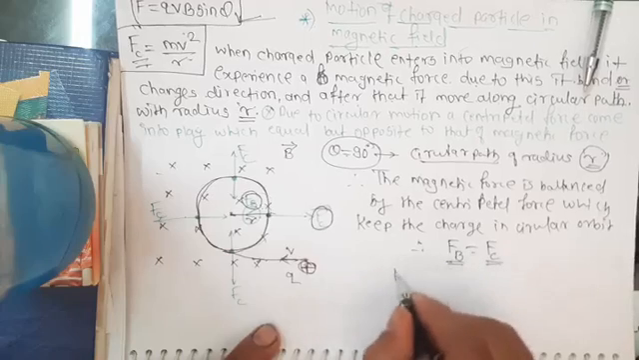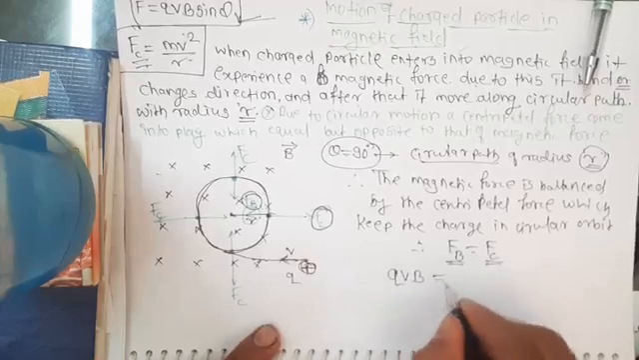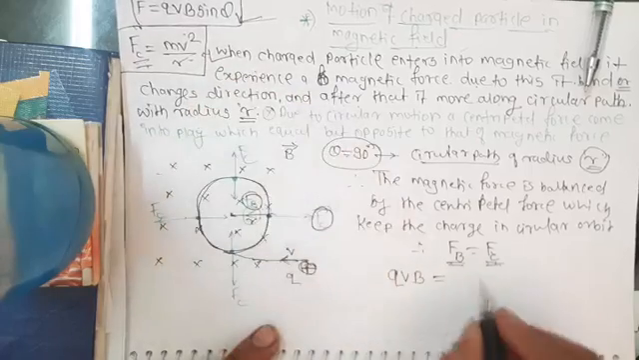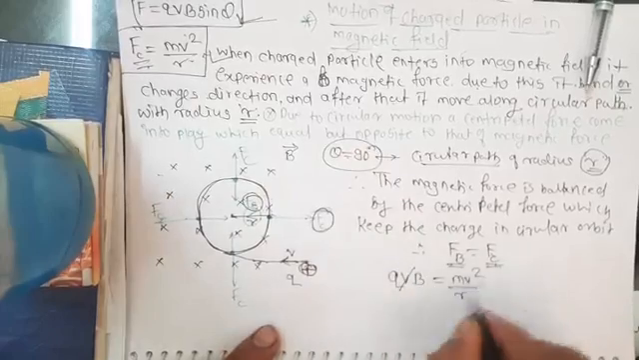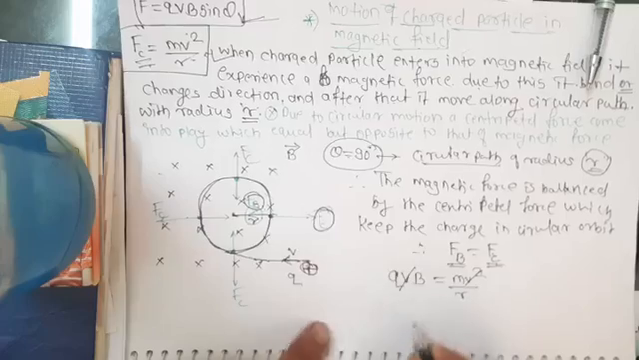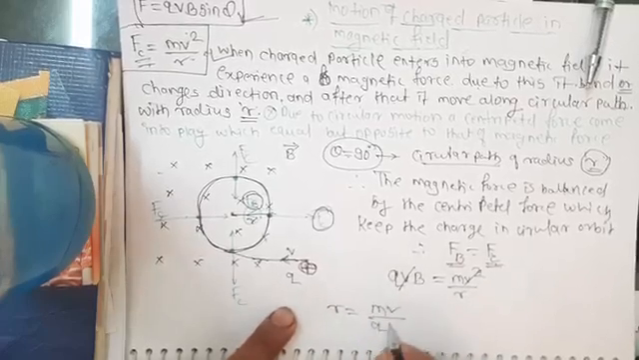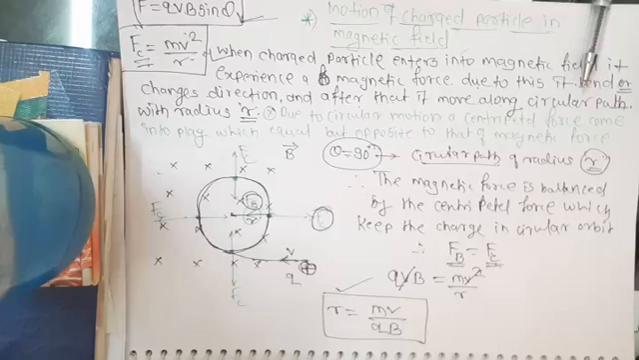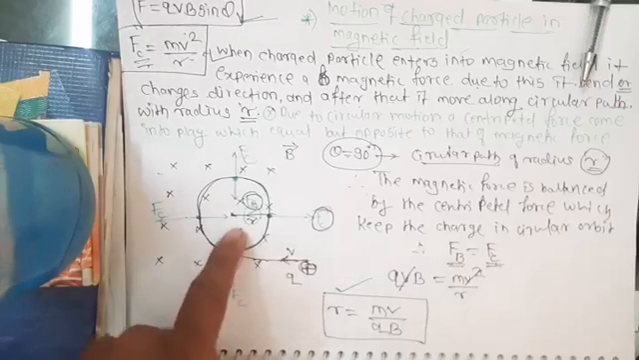So FB is equal to qvB, since sine of 90 becomes 1. This is equal to FC, which I told you is mv square by r. So one v will cancel out, take this r to this side, so r is equal to mv divided by qB. This is the expression for the radius of this circular orbit, correct?